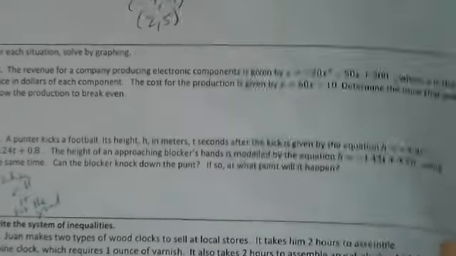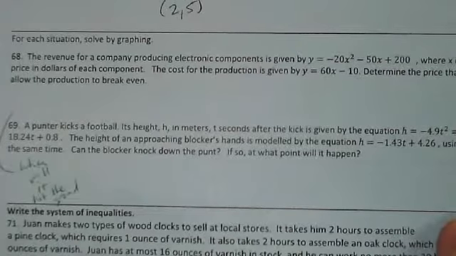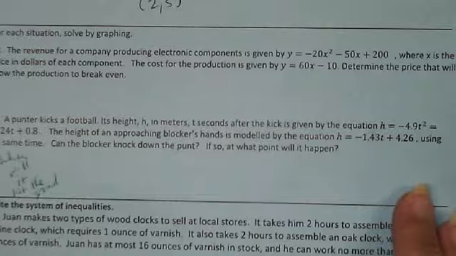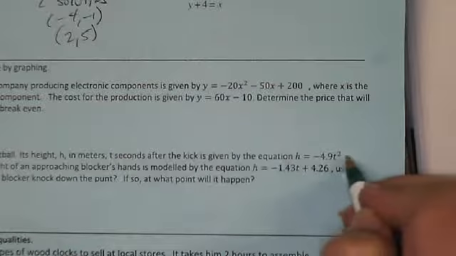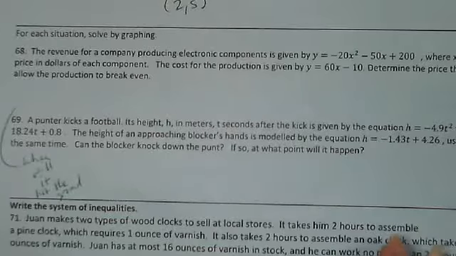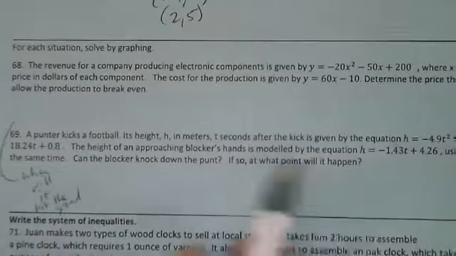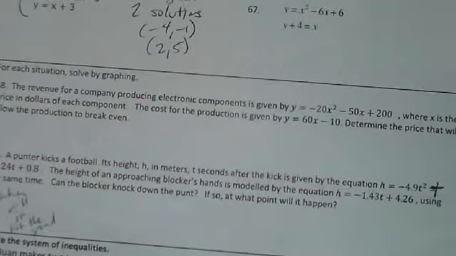Okay, number 49. A punter kicks a football. Its height measures the following equation, -4.9t squared. This should be a plus sign, plus 18.24t plus 0.8. And they want to know all this other stuff, but I want to know when will it hit the ground. So let's put that in our calculator again.